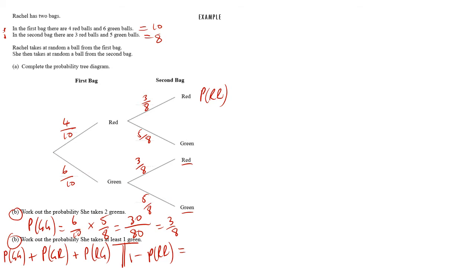So for that, we need to follow this path, 4/10 times 3/8. So we need to do 1, take away 12/80, which we can simplify to 3/20. And that will give us 17 out of 20. So that's the probability of taking at least 1 green.